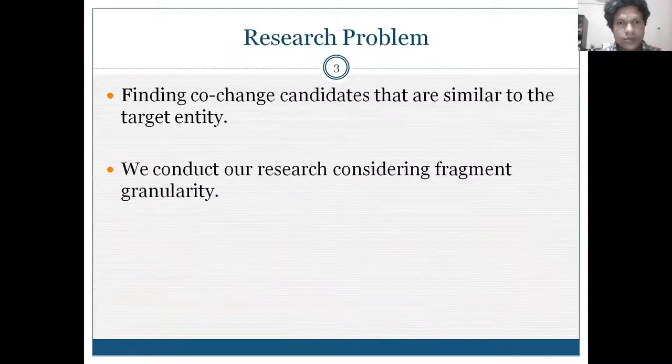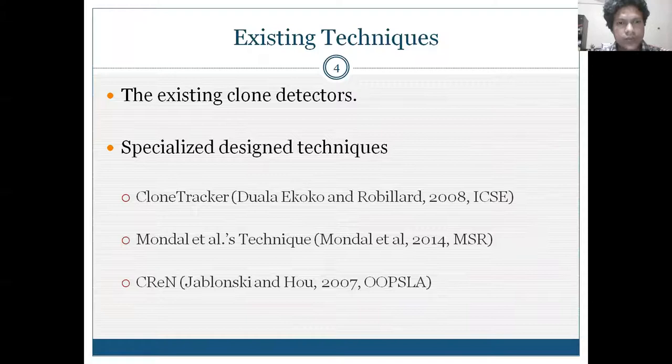In our research, our goal is to find the co-change candidates that are similar to the target entity, and we conduct our research considering fragment level granularity. Actually, each of the existing clone detectors can be considered as a technique for suggesting fragment level similar co-change candidates. However, there are some special techniques.